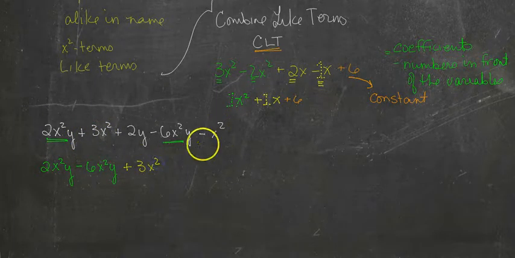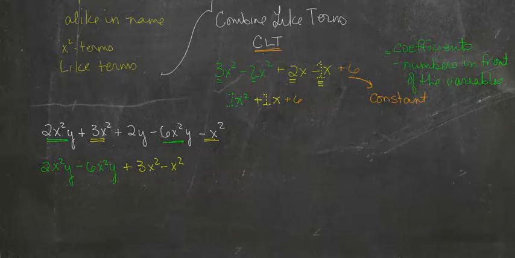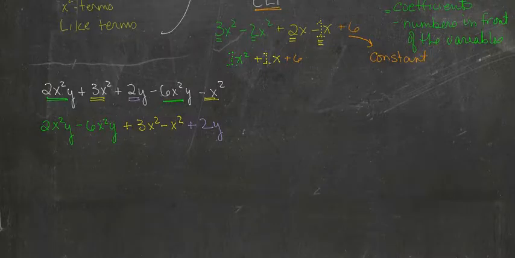3x squared minus x squared. So I've got my 3x squared term and my minus x squared term, or I've got my x squared term and my other x squared term with the coefficients that they're defined by. And then let's use a different color. How about purple? I have a 2y term plus 2y. Okay, I've regrouped them so that they're all together. My like terms are together. And now let's combine them.